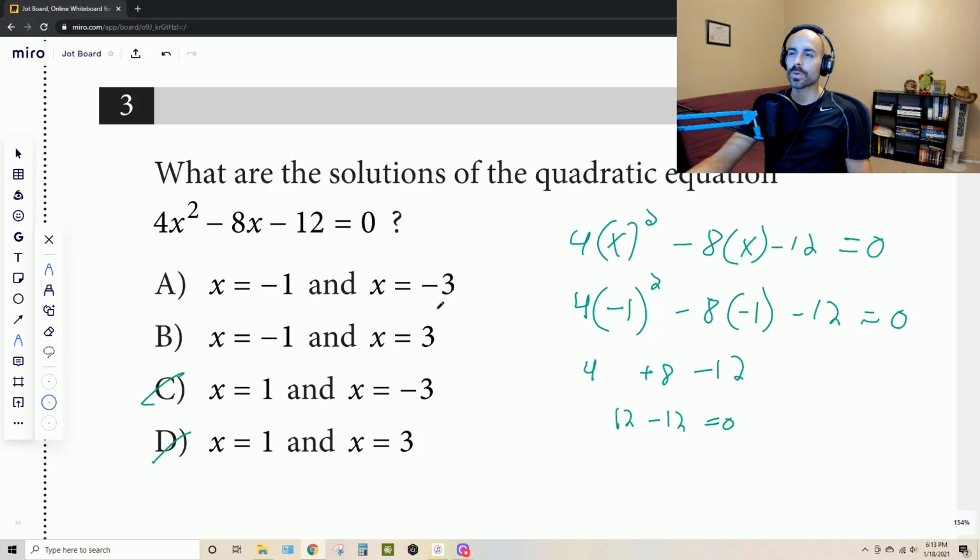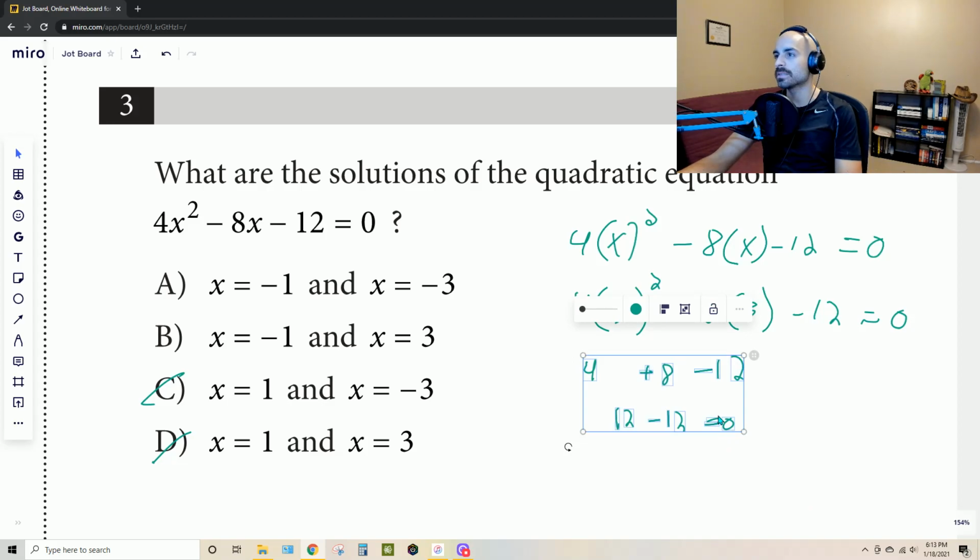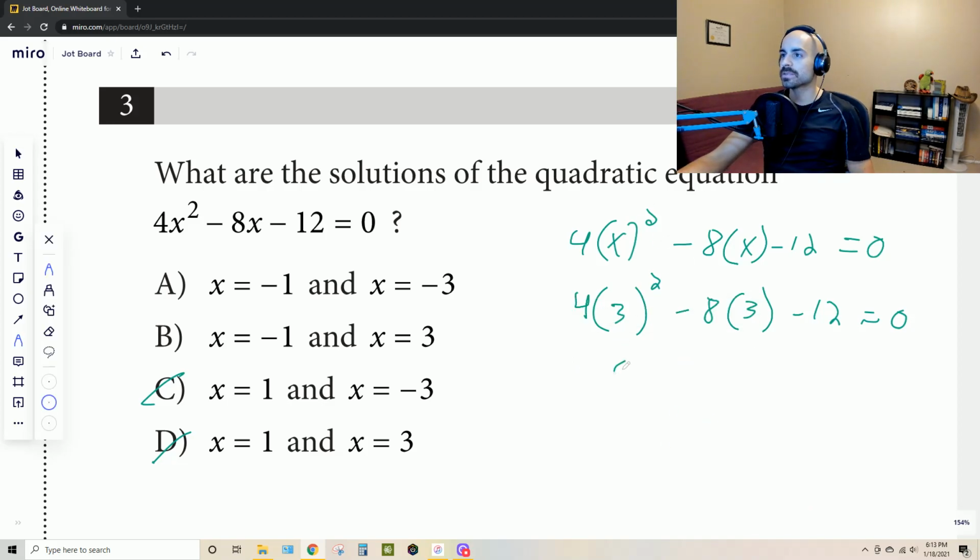And then when we plug in -3, let's see if that gives us a true statement. Will that whole left side turn into 0? Well, this is 9. 4 times 9 minus 8 times -3. I've got to remember this is negative. So this becomes plus 24 minus 12.